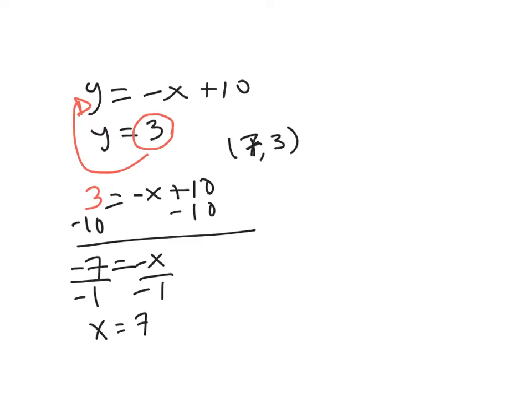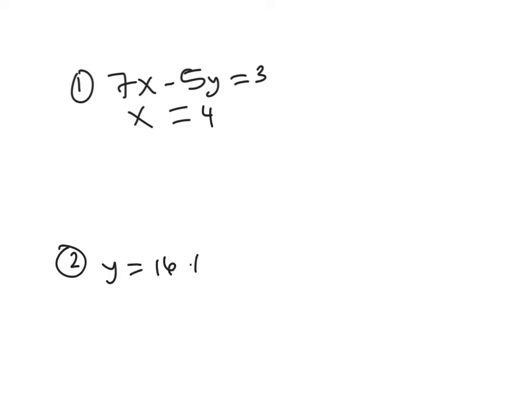Okay, you guys are going to try these next two. So you're going to pause the video after I write them, and you're going to try them out. So this one is going to be 7x minus 5y equals 3, and then you have x equals 4. That's the first problem. And then the second problem will be y equals 16 plus 5x, and x equals negative 2. Okay, so go ahead and pause this video and do these two, and then come back and check your answers.